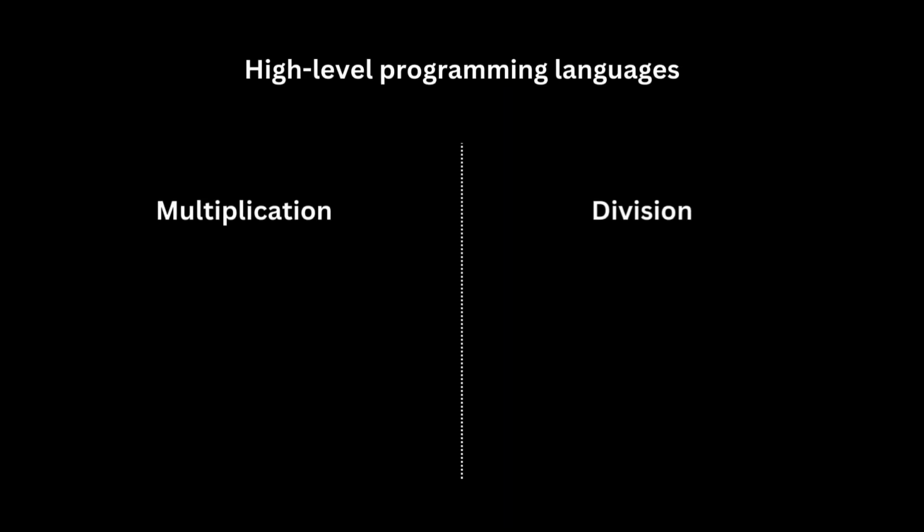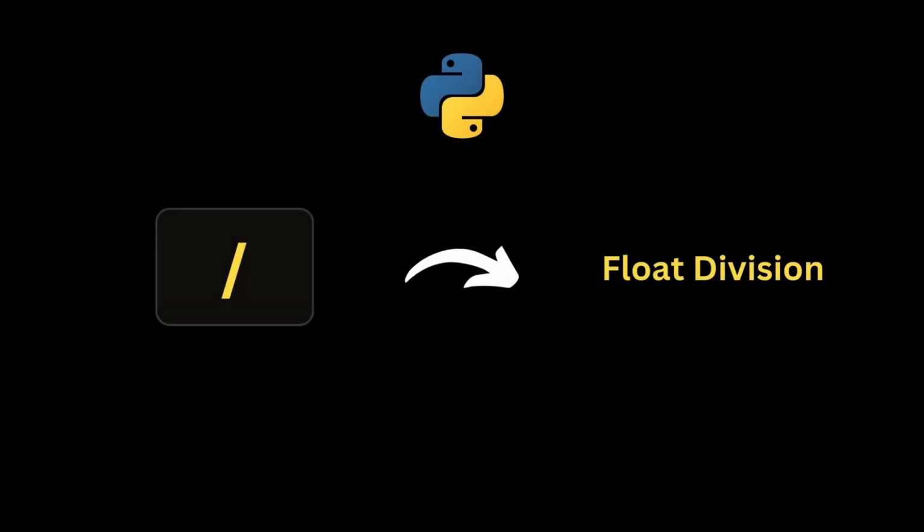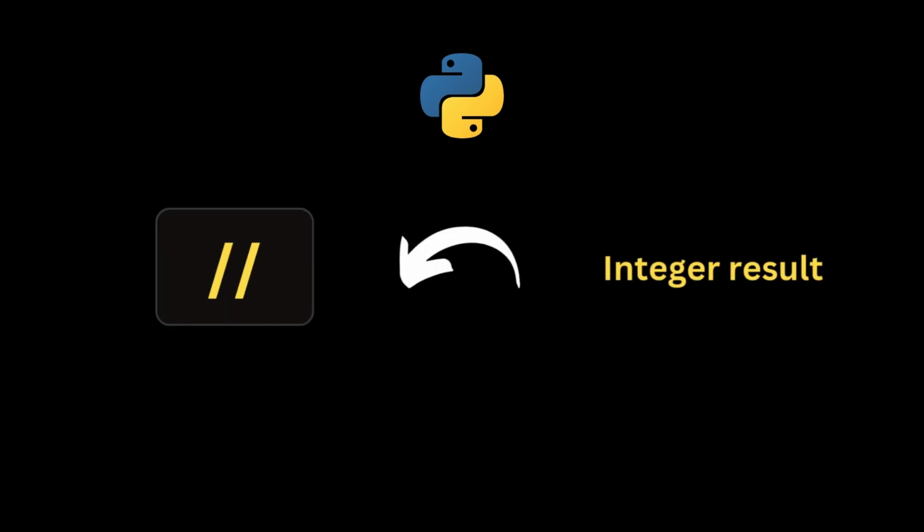In high-level programming languages, multiplication and division are represented by the asterisk and slash operators. Let's take a look at an example using Python. In this example, multiplying 4 by 3 gives us 12, and dividing 12 by 3 returns 4.0, not 4. That's because in Python, the slash operator performs float division, meaning the result is always a floating point number. If you want to get an integer result, you need to use double slash, which performs integer or floor division.